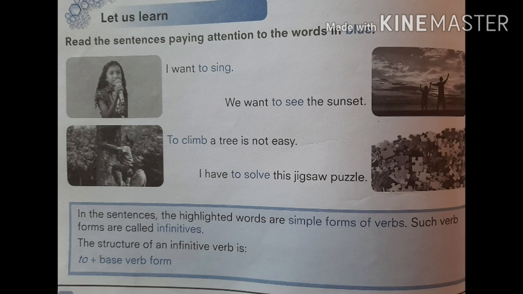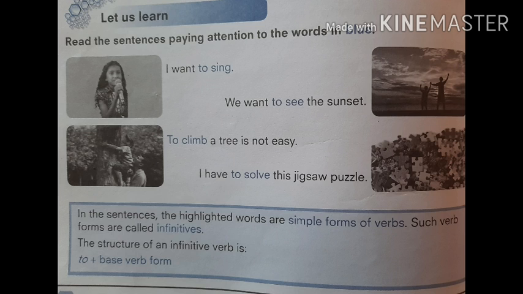Let us learn. Read the sentences paying attention to the words in blue. The words in blue are simple forms of verbs. That is, these are the infinitives. I want to sing. To sing is the infinitive over here. We want to see the sunset. To climb a tree is not easy. I have to solve this jigsaw puzzle.